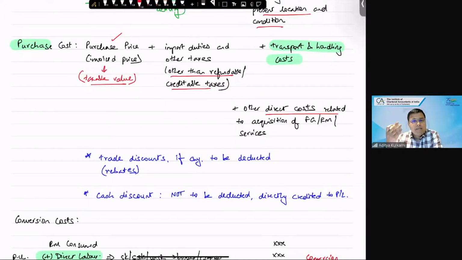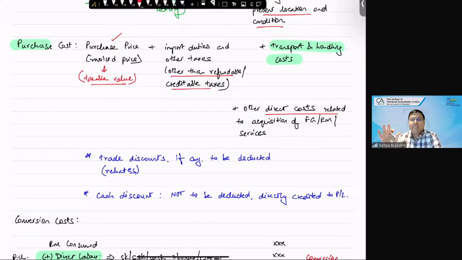इतना ऑर्डर कभी आपने दिया ही नहीं है. So this was a very huge order for the supplier also. So he will say, okay, I will reduce your price overall. So it becomes a trade discount. Trade discount will be deducted.